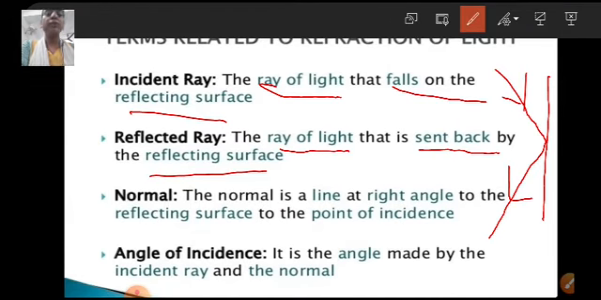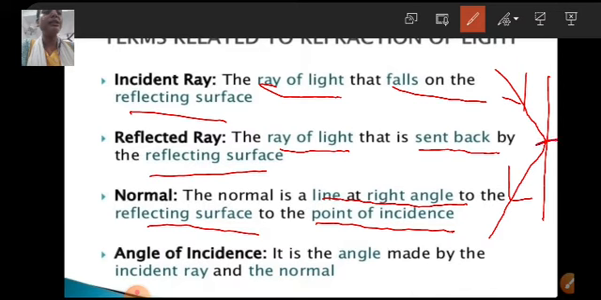Next we have the normal. The normal is a line at right angle to the reflecting surface at the point of incidence. Now what is this point of incidence? The point on the reflecting surface at which the incident ray is falling is the point of incidence. So this is the point of incidence, this point. And if we draw a line from this point of incidence that is at right angle to the reflecting surface, it is known as the normal. So this line is the normal.